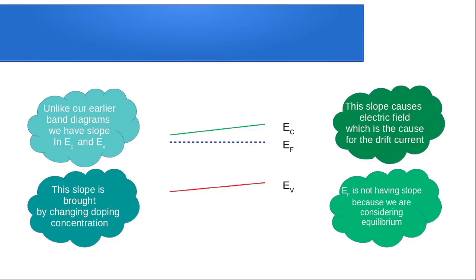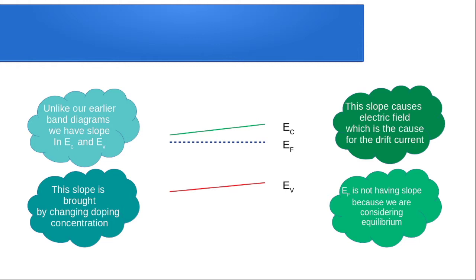In order to understand this concept, we will look into an energy band diagram. This is different from the normal energy band diagram that we had seen earlier, because the conduction band and valence band have a slope. They are not parallel to the Fermi level. This slope is due to the change in the doping concentration if we consider the picture from left to right. And this slope is creating an electric field which introduces the drift current.